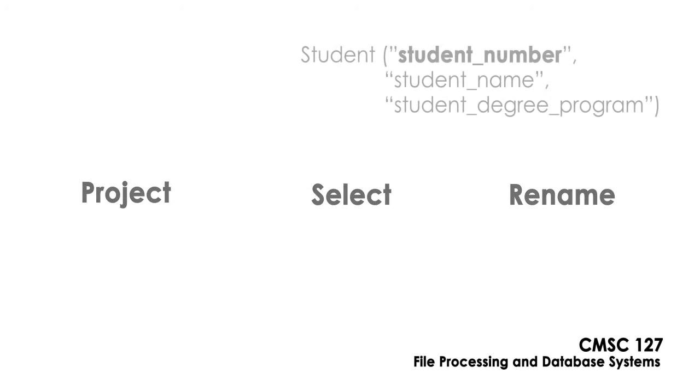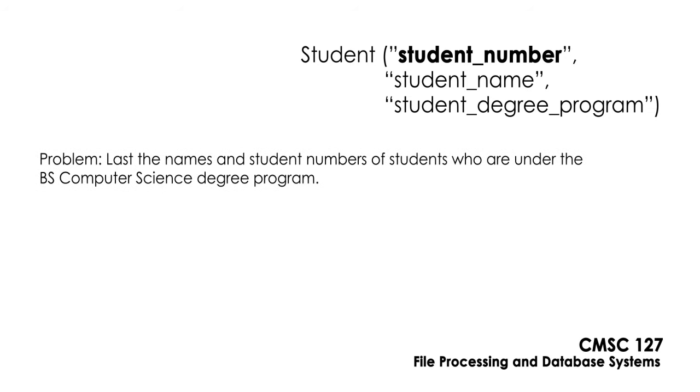Now that you are familiar with the rename, project, and select operations, it's time for us to present more complicated examples. We will still stick with our working relation, which is the student relation, with attributes student number, student name, and student degree program. Suppose that you are asked to produce the names and the student numbers of students who are under the BS Computer Science degree program. How will you do that?